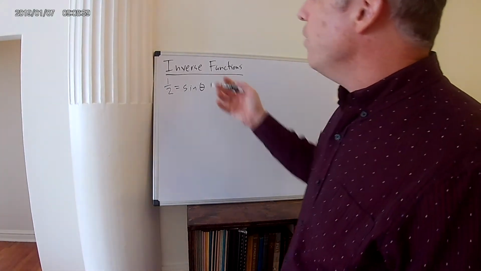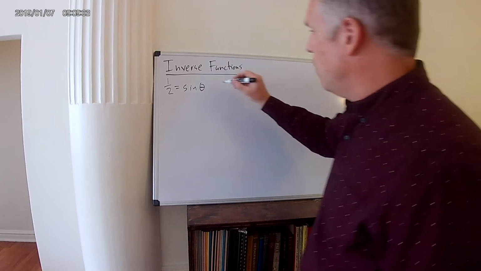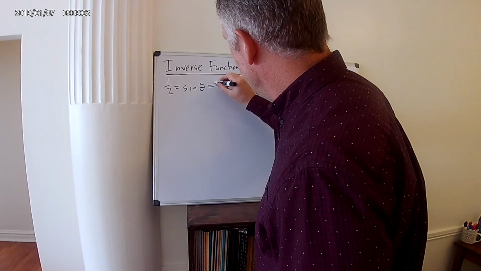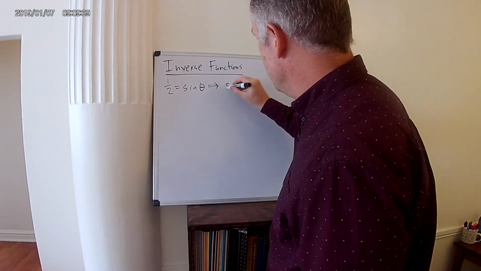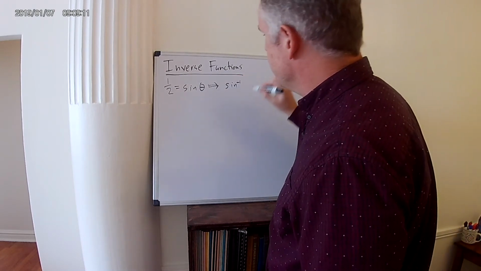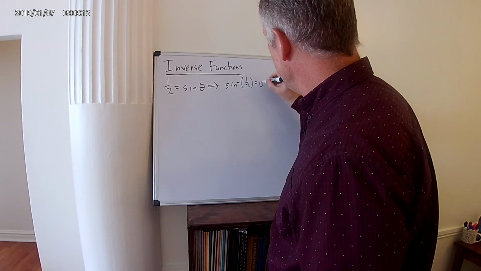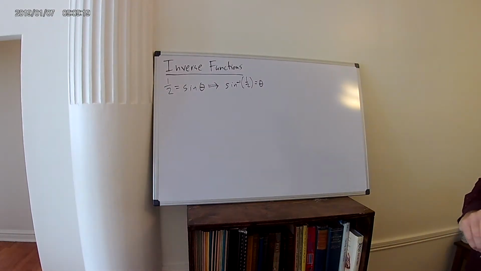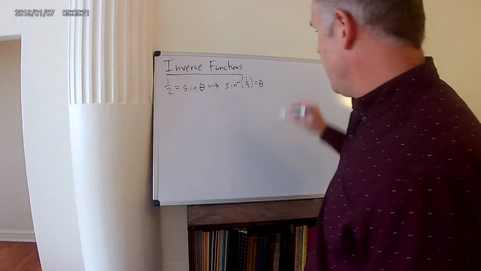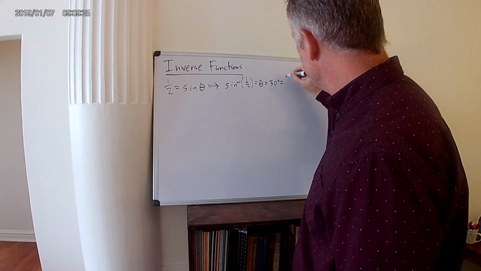Okay. How do we find this angle? Well, you guys already know how to do this. What we do is we take the inverse sine of both sides of this equation. That leads us to this equation: inverse sine of 1/2 equals theta. And the inverse sine of 1/2 is 30 degrees, or it's equal to pi over 6.